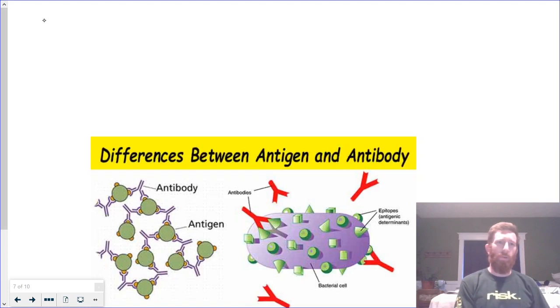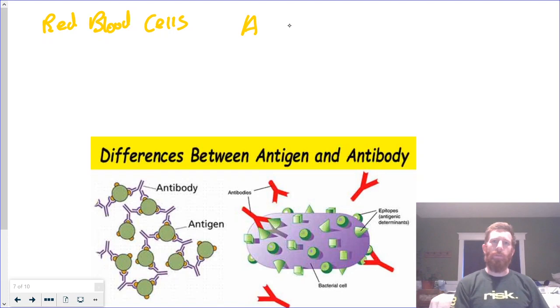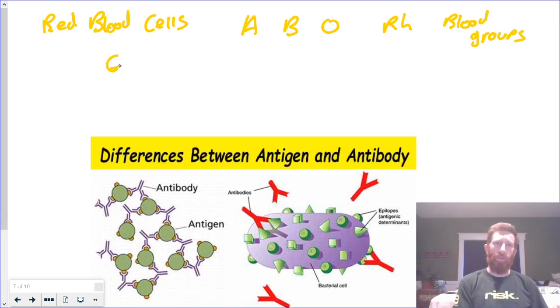Today we are talking about red blood cells, and specifically the A, B, O, and Rh blood groups. So a little bit of background. You remember all the way back from freshman year, maybe some of you that have taken AP Bio, that this is genetically determined. So I want to go back and talk about that.